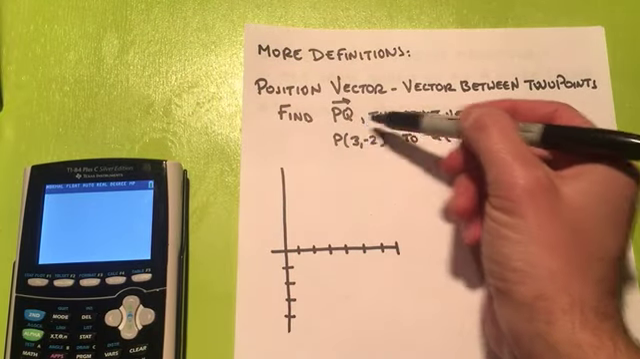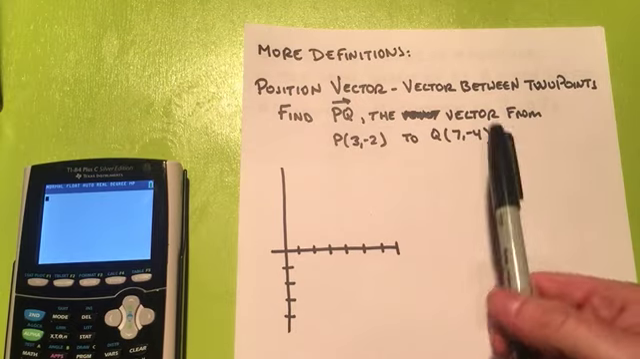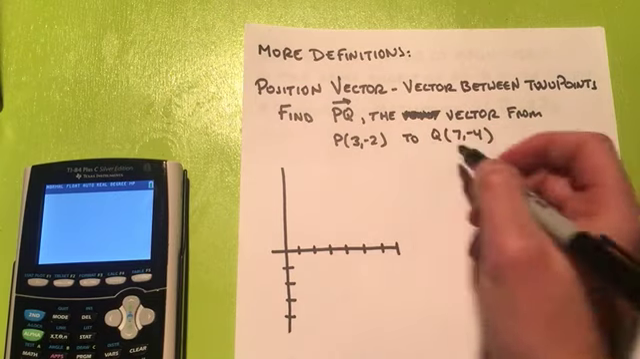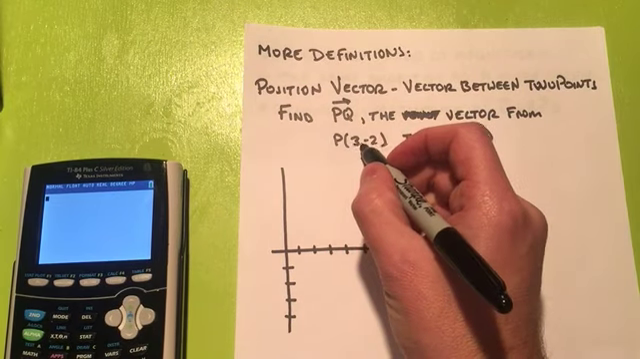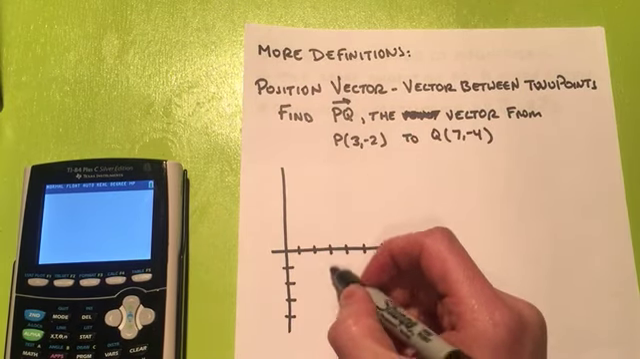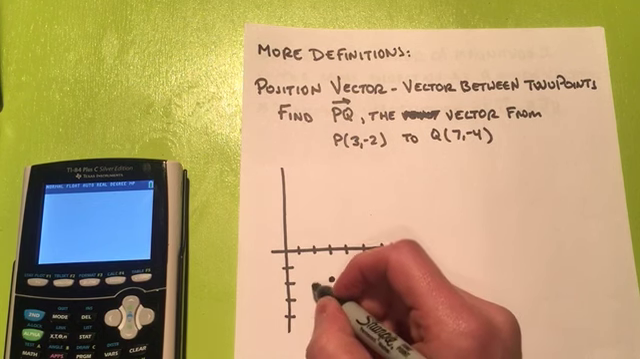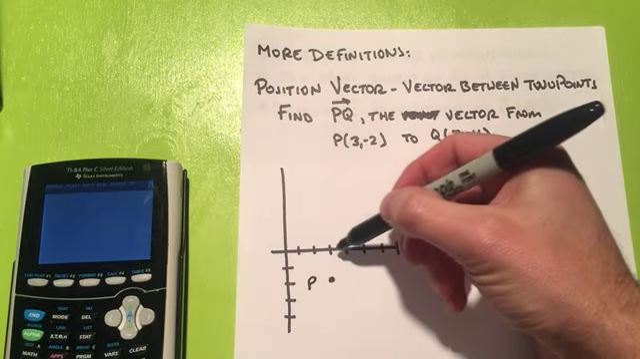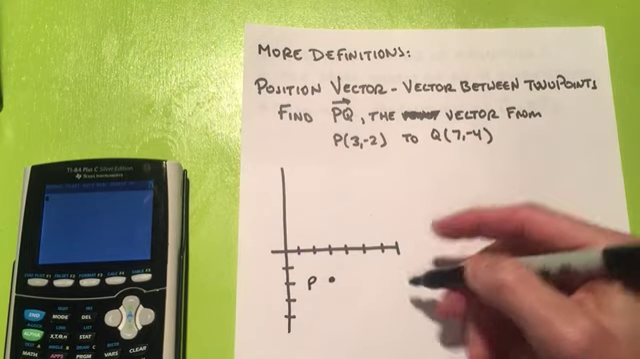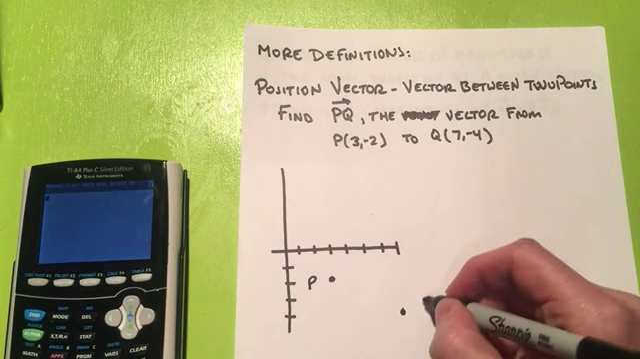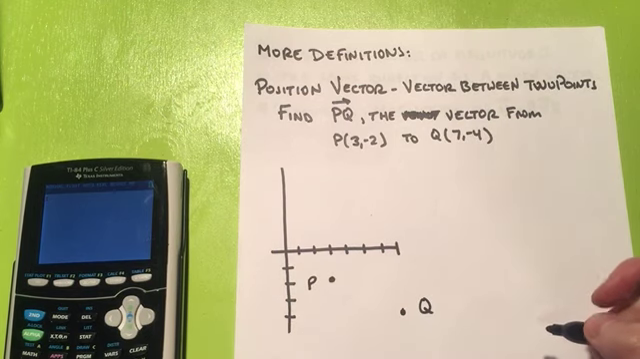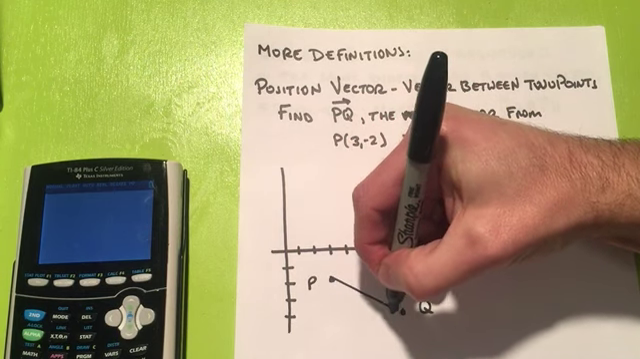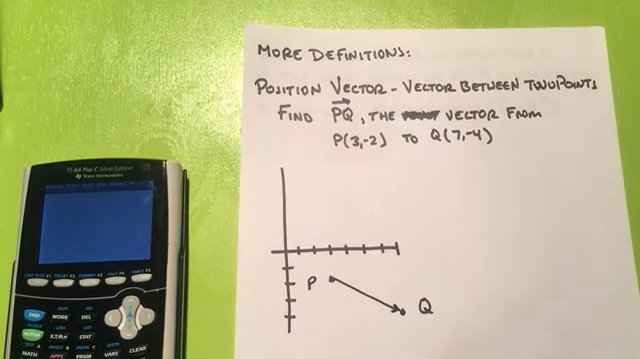So we're going to find a vector PQ between two given points, P and Q. Just a matter of slope. So here we've got the point 3, -2. We've got the coordinate P here. We've got the coordinate Q is 7, -4. So the position vector, we would say PQ, is the vector starting at P, terminating at Q.